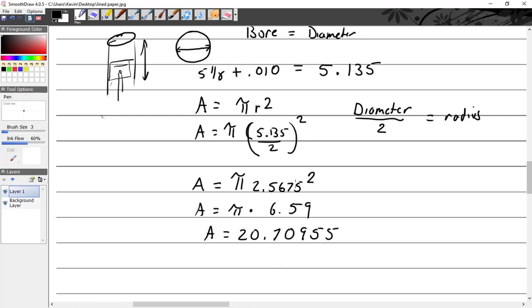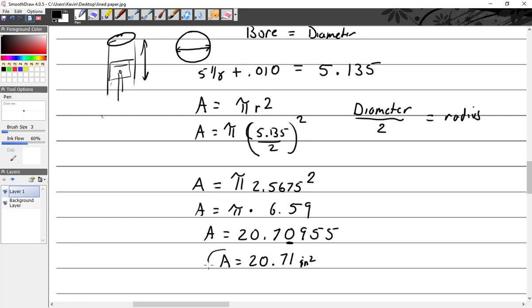I want to just round to the nearest hundredths position. So area equals what? 20.71. We're going to round at this place right here. We look over here, that's greater than 5, so it's 20.71. So area equals 20.71 square inches.